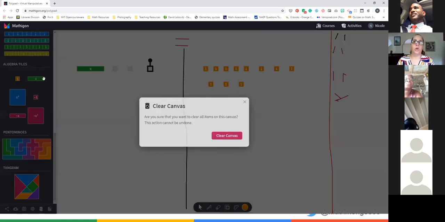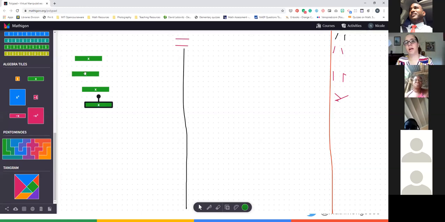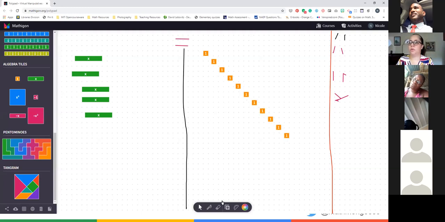So if we have 5x, 1x, 2x, 3x, let's put them like this, 4x, 5x, 1, 2, 3, 4, 5. Okay, let's line them up just because. All right, 5x, and 5x is represented here, is equal to 15. And it's a positive 15. 1, 2, 3, 4, 5, 6, 7, 8, 9, 10, 11, 12, 13, 14, 15.